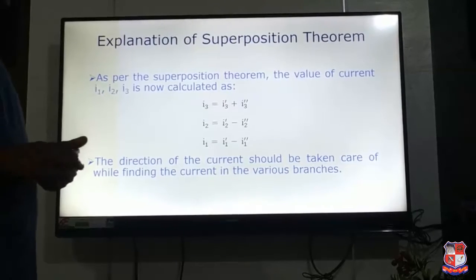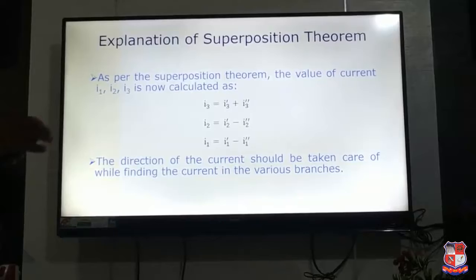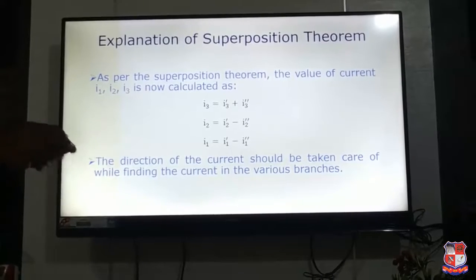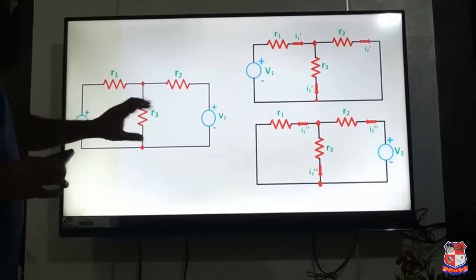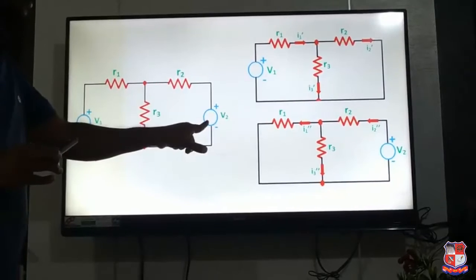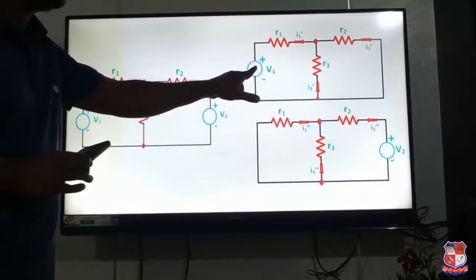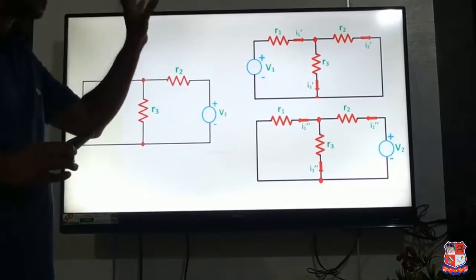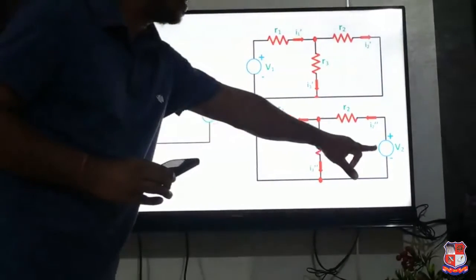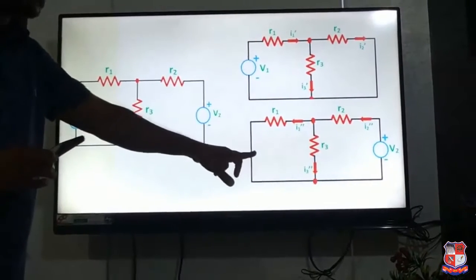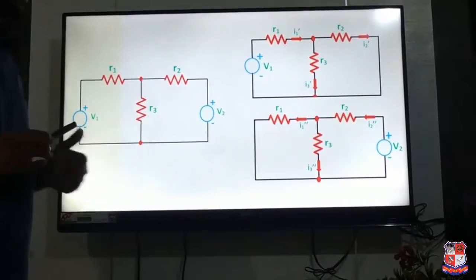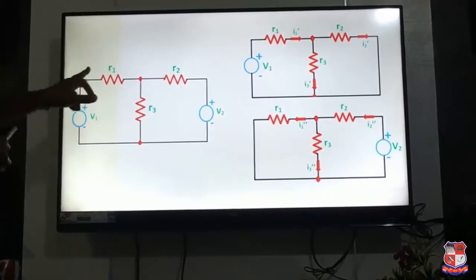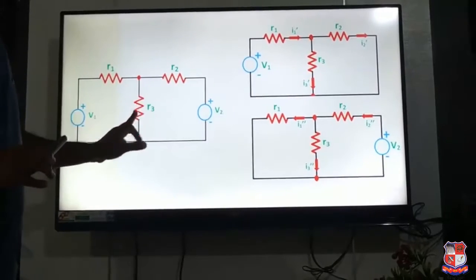Okay, so what happens? The basic circuit. This is the basic circuit when two voltage sources are applied. Now this is the circuit in which only V1 voltage source is applied, V2 voltage source is replaced by short circuit. This is the circuit in which we are applying only V2 voltage source and V1 voltage source is replaced by the short circuit. Okay, so here is the I1 current, I2 current and I3 current.